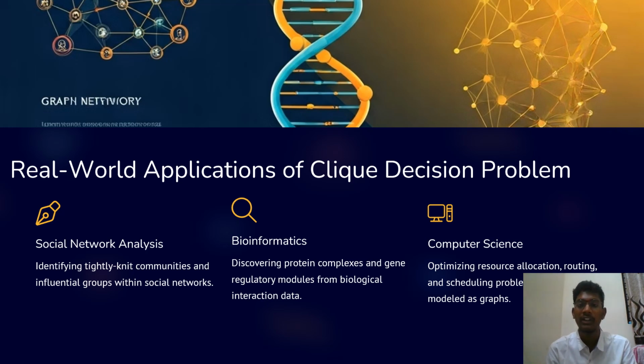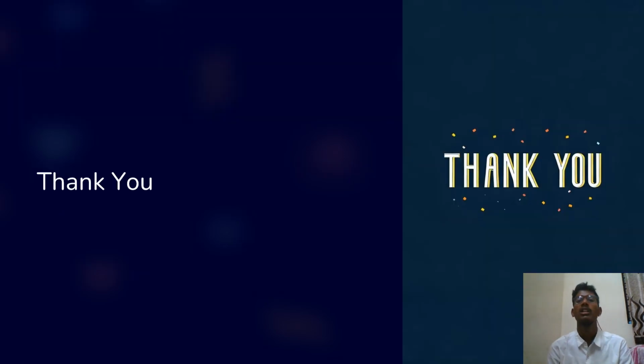And the third one is computer science: optimizing resource allocation, routing, and scheduling problems by modeling them as a graph. This is about the clique decision problem.